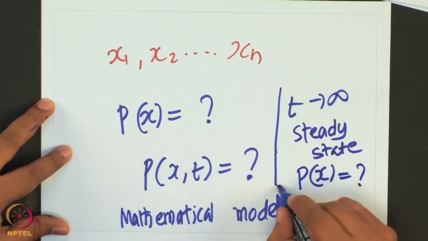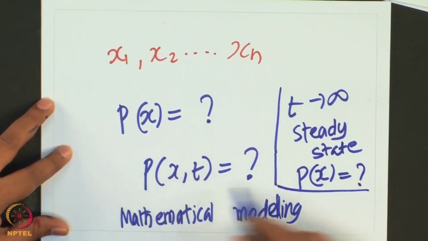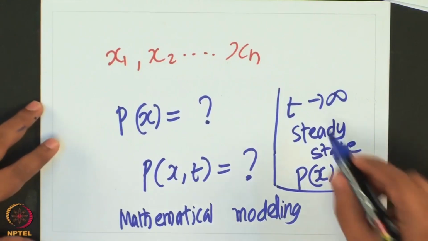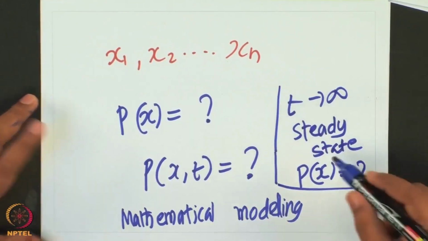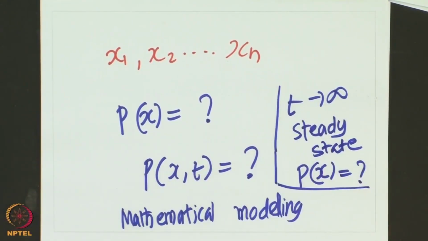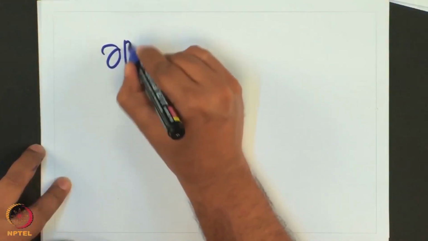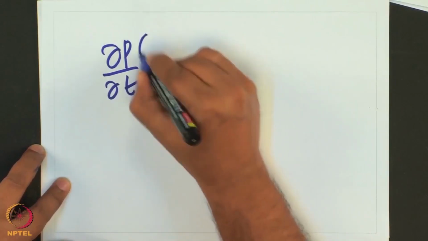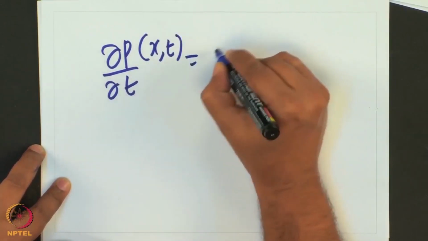So these are the typical questions: either can we get p of x for any given time, or can we get p of x in the steady state. Steady state means t is very large and it's independent of time. It is not independent of the initial condition that you start with, it's just independent of time itself. So how do we do that? People write differential equations, typically equations like del p by del t.